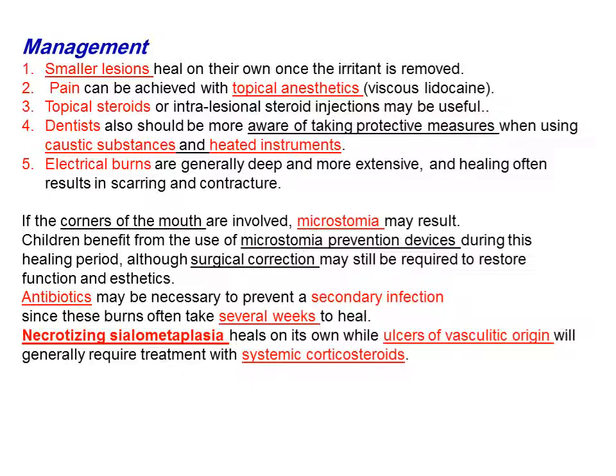Antibiotics may be necessary to prevent secondary infection. This lesion may take several weeks to heal. Necrotizing sialometaplasia also heals on its own, while ulcers of vasculitis origin will generally require treatment with systemic corticosteroid.